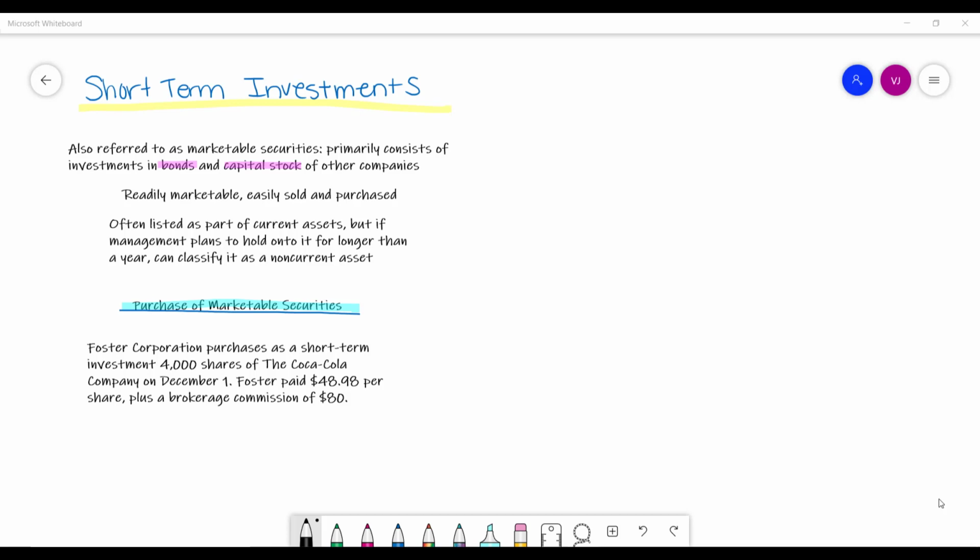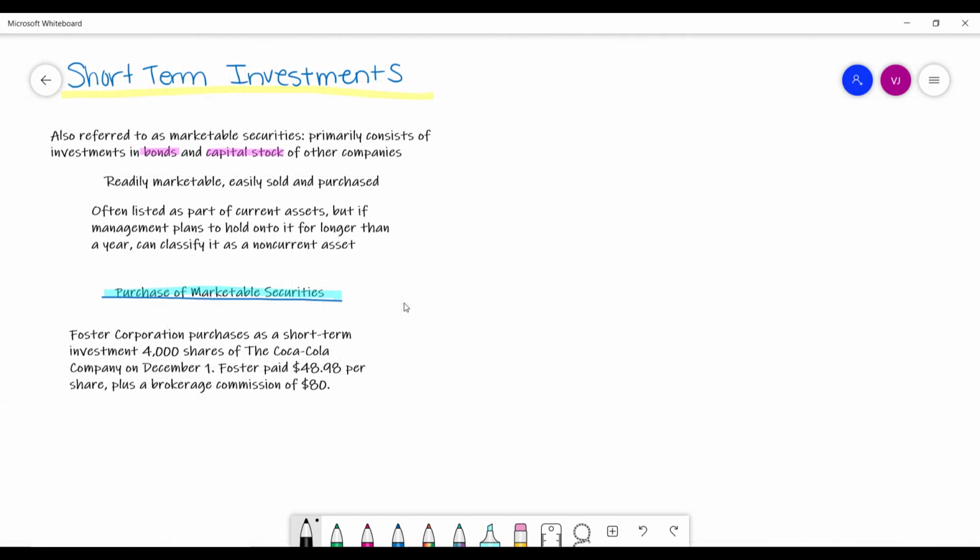Because of their marketability, because they're so easily sold and can be so easily converted into cash, they're often listed as part of current assets. But in the event that management plans to hold on to, let's say, some stock and bonds for longer than a year, they can decide to reclassify it as a non-current asset on the balance sheet. But for our purposes, we'll assume they are current assets, and the intent is to hold onto them for less than a year.